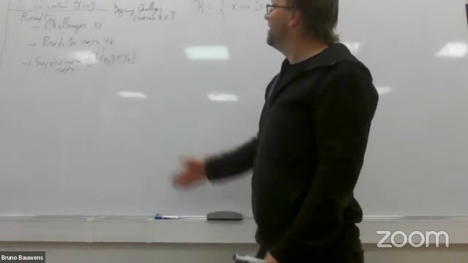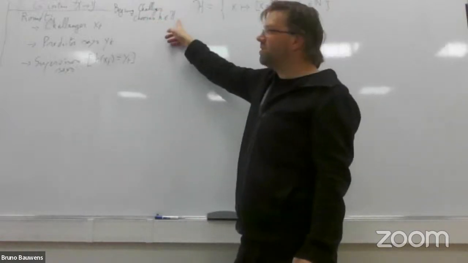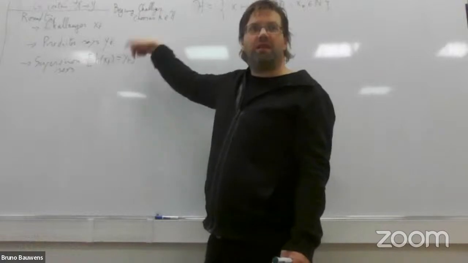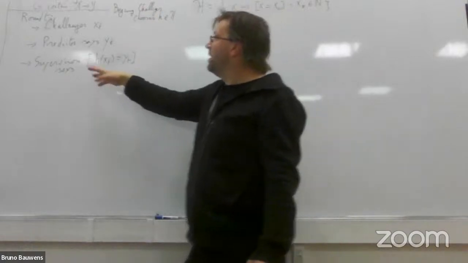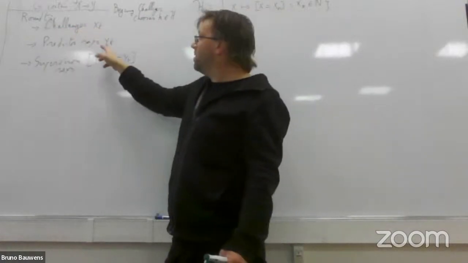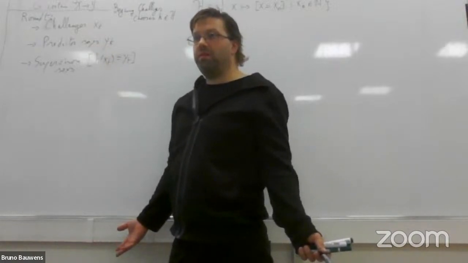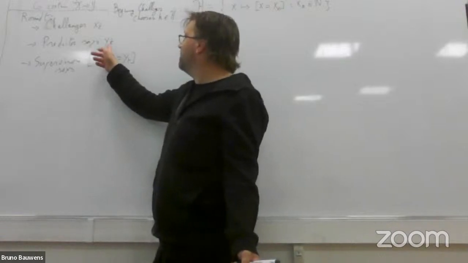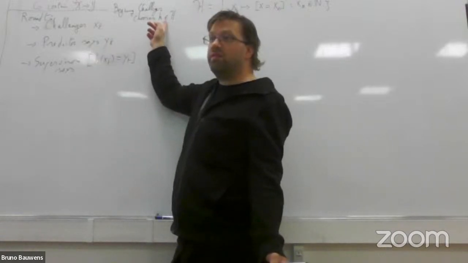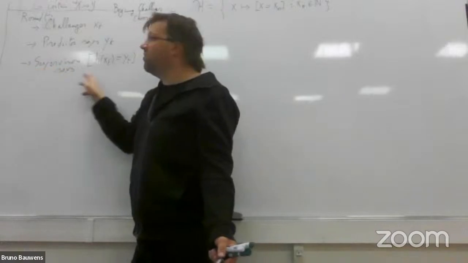Okay, so again, the challenger picks a function from H, and then there are infinitely many rounds. The challenger picks an input, and the predictor makes some prediction for the label, so it tries to guess the value of the secret classifier on the input, and then the supervisor gives feedback.